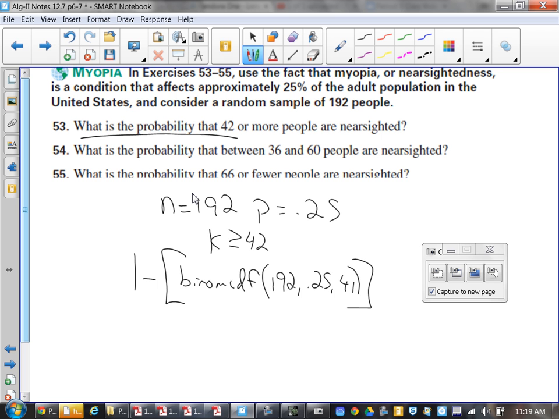If it's at least, does that mean k is less than or equal to? No. Remember, the least means it's the smallest value that k is going to be. So k is always going to be greater than or equal to that value. It's the opposite of what it sounds like. And at most means it's the biggest value it's going to be. So the largest value you're going to get up to is 30.